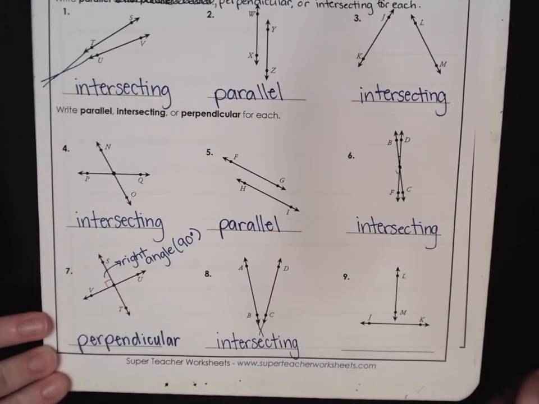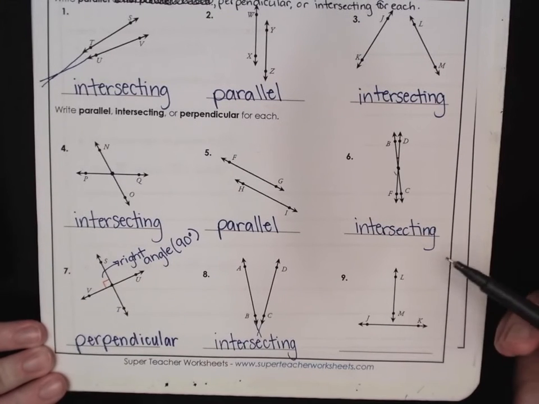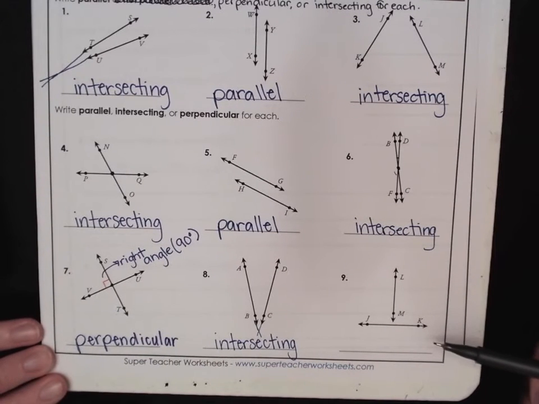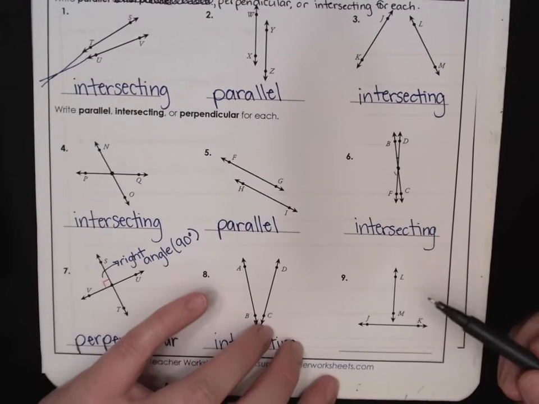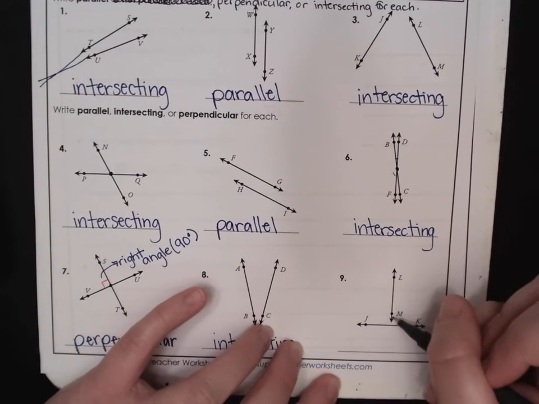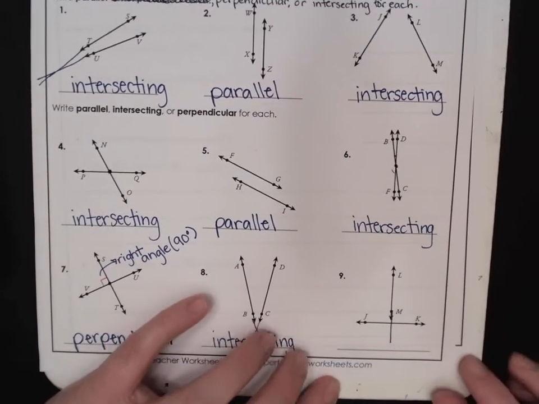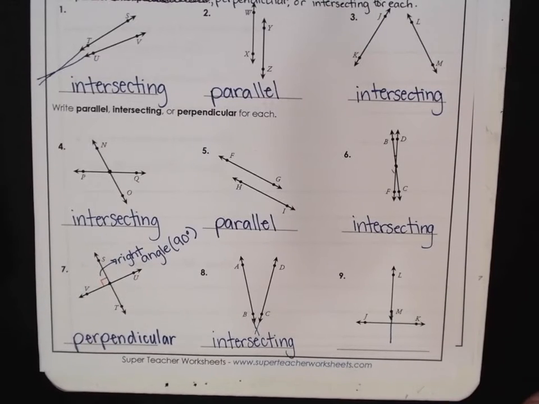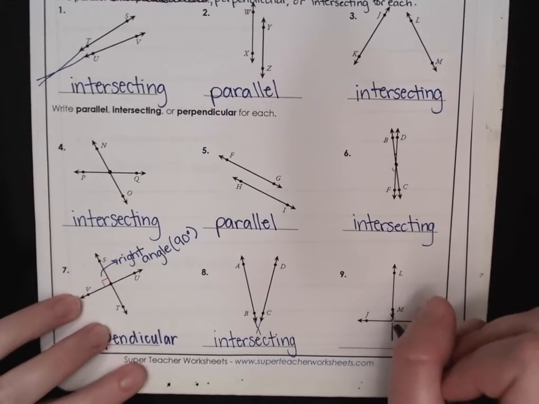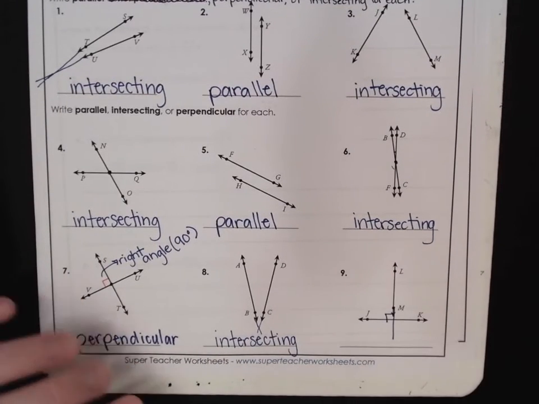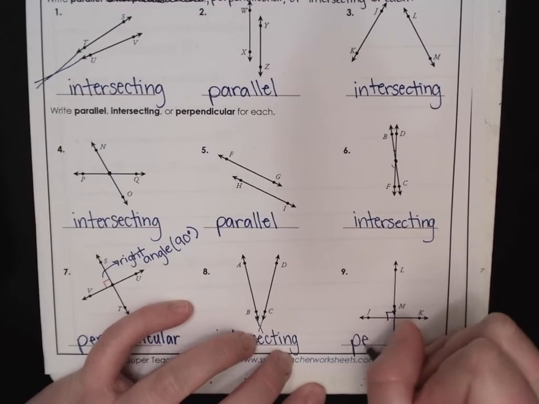And number 9, these lines have not crossed each other yet. I have line LM and line JK. If I extend line LM, it goes right through line JK and it forms like an upside down T. Where those lines meet, since they meet at a completely straight point, it forms a right angle. So those lines are perpendicular.